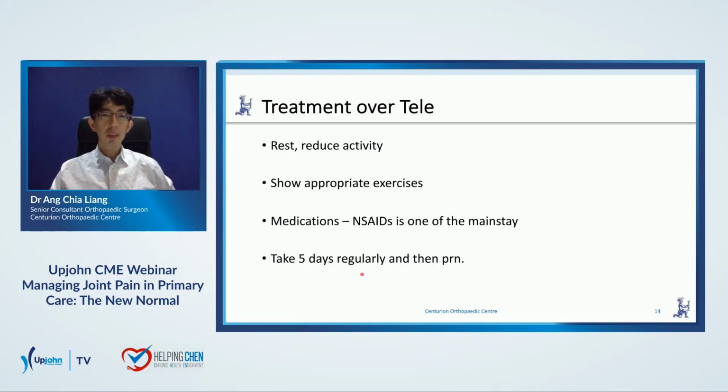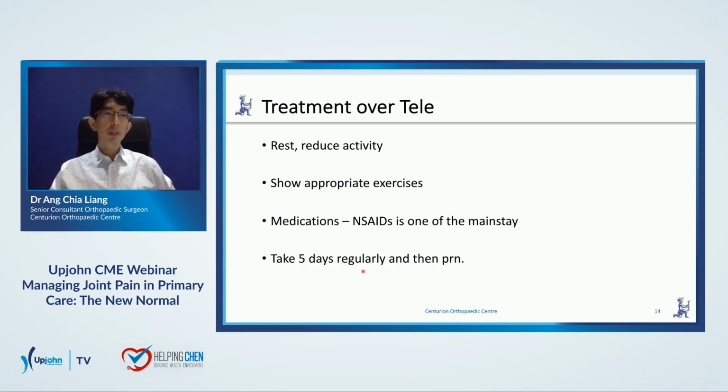And sometimes, in fact, commonly for conditions like acute sprain, acute injuries, I like to ask them to take the NSAIDs for at least 5 days regularly, regardless of whether there's pain or not. Take for 5 days regularly and then followed by as needed. And because these 5 days will give a constant anti-inflammatory effect to the injury.